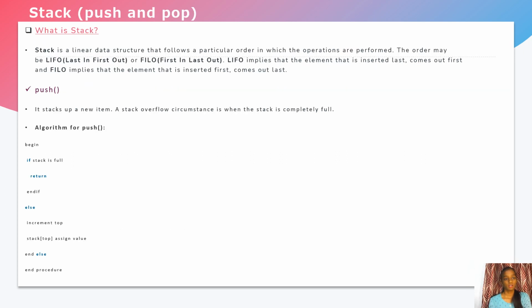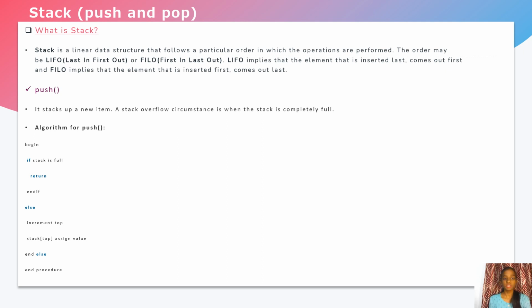So next, we'll see what is a stack. Stacks are linear data structures that follow a particular order in which the operations are performed. The order may be LIFO, that is last in first out, or FILO, first in last out. LIFO implies that the element that is inserted last comes out first, and FILO implies the element that is inserted first comes out last.